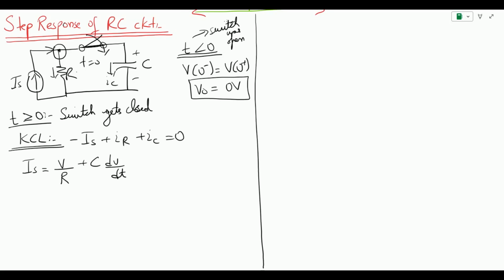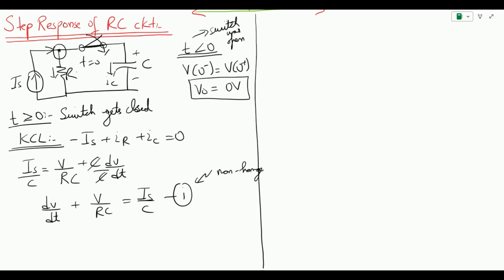So to get rid of this capacitor, we can divide it by C. So our equation now looks as dV by dt plus V by RC equals IS by C. This is our equation number 1, and again we can see this is of the non-homogeneous form, as we saw previously with the RL circuit. So, non-homogeneous first order differential equation. Let us convert this non-homogeneous equation into a homogeneous one.